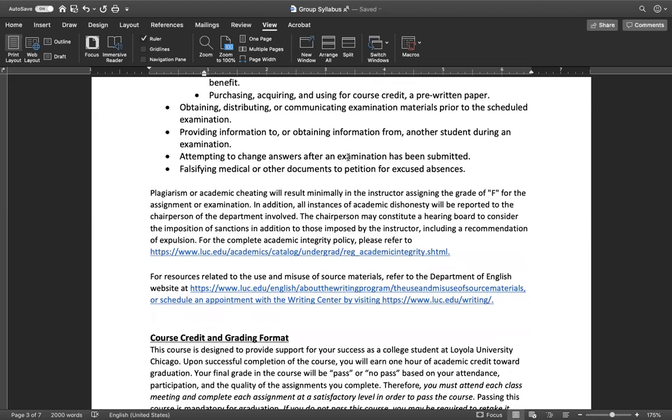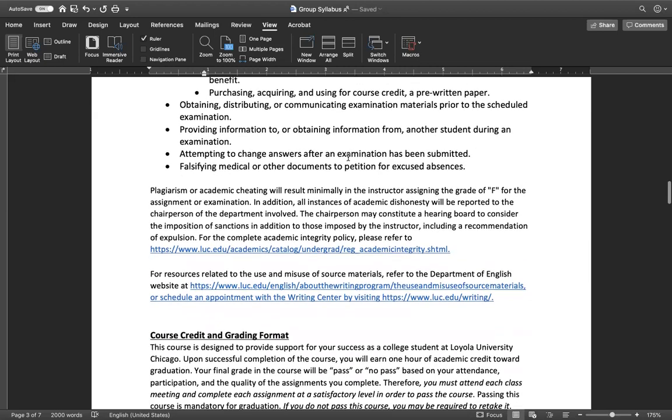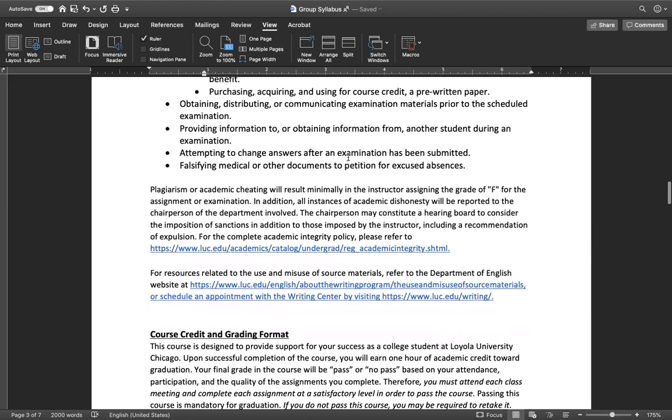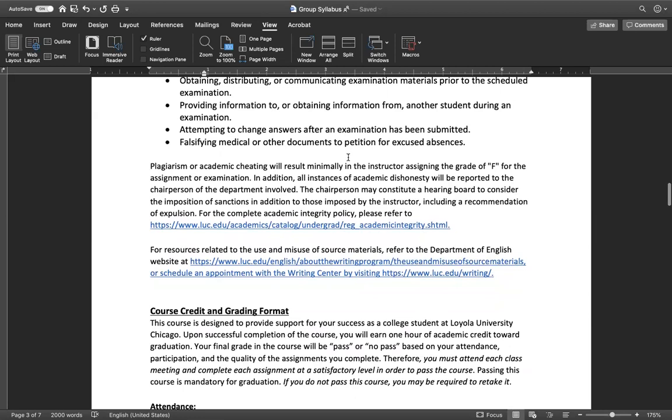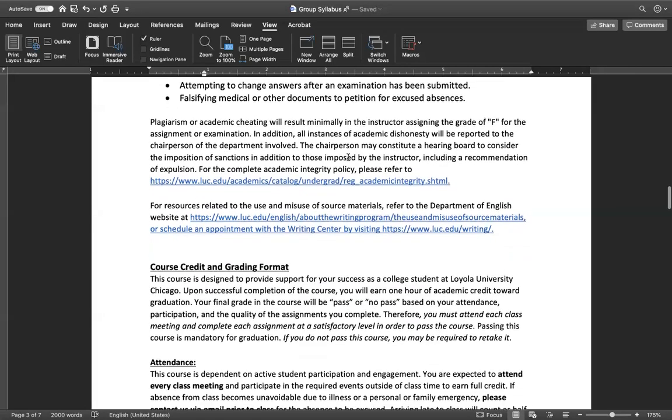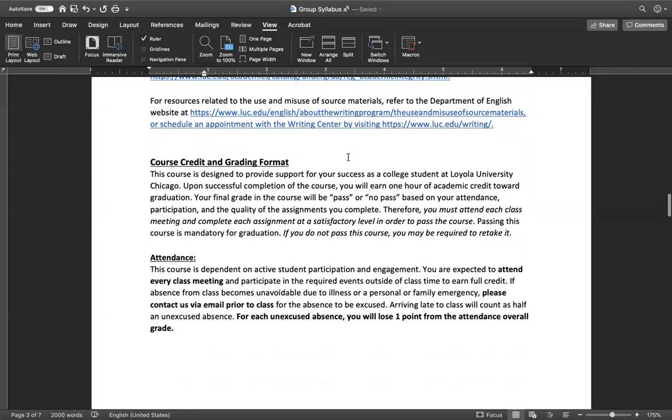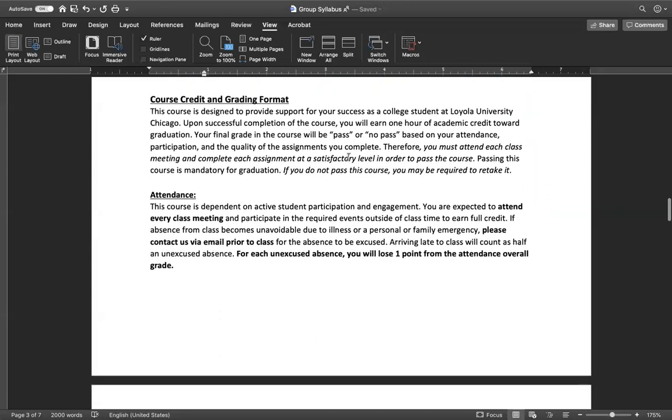And then we also provide some more resources related to it, if students want to look into more information about it. And then also the Department of English website to provide some. So going into course credit and grading, we have the description there for the students.